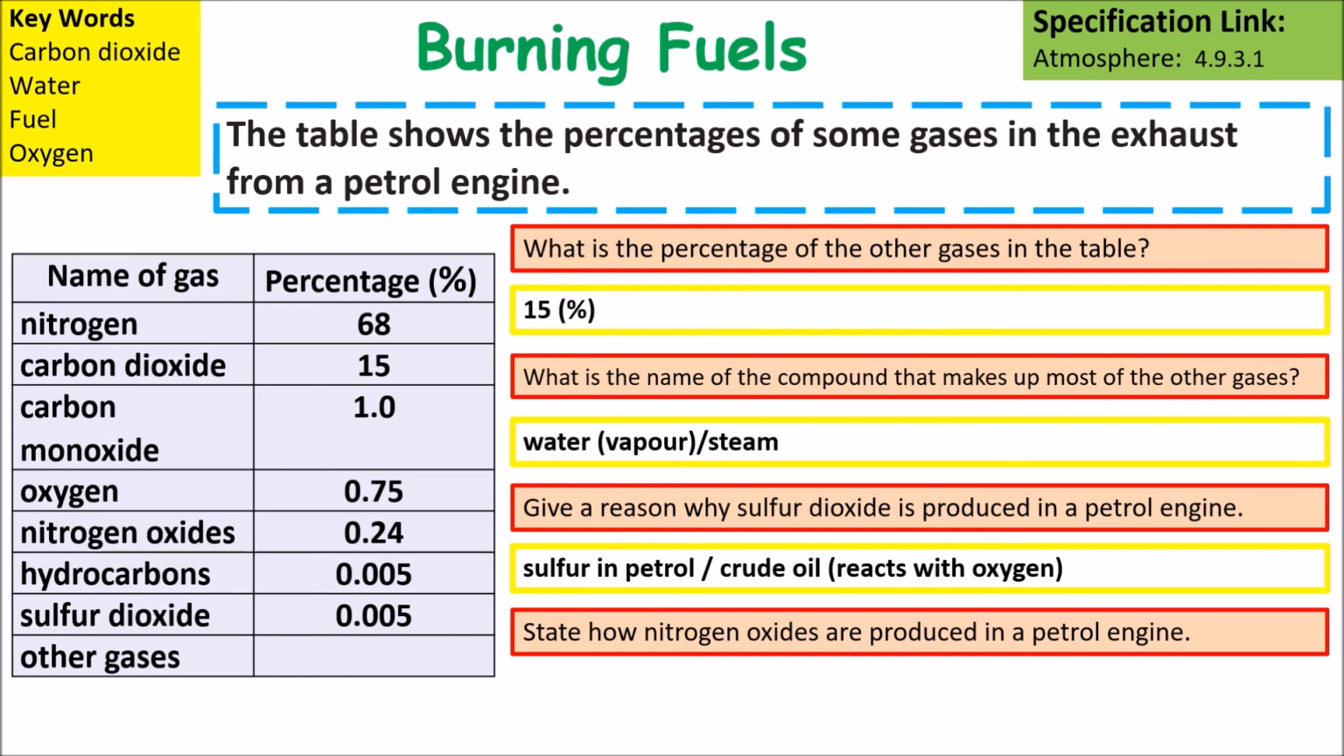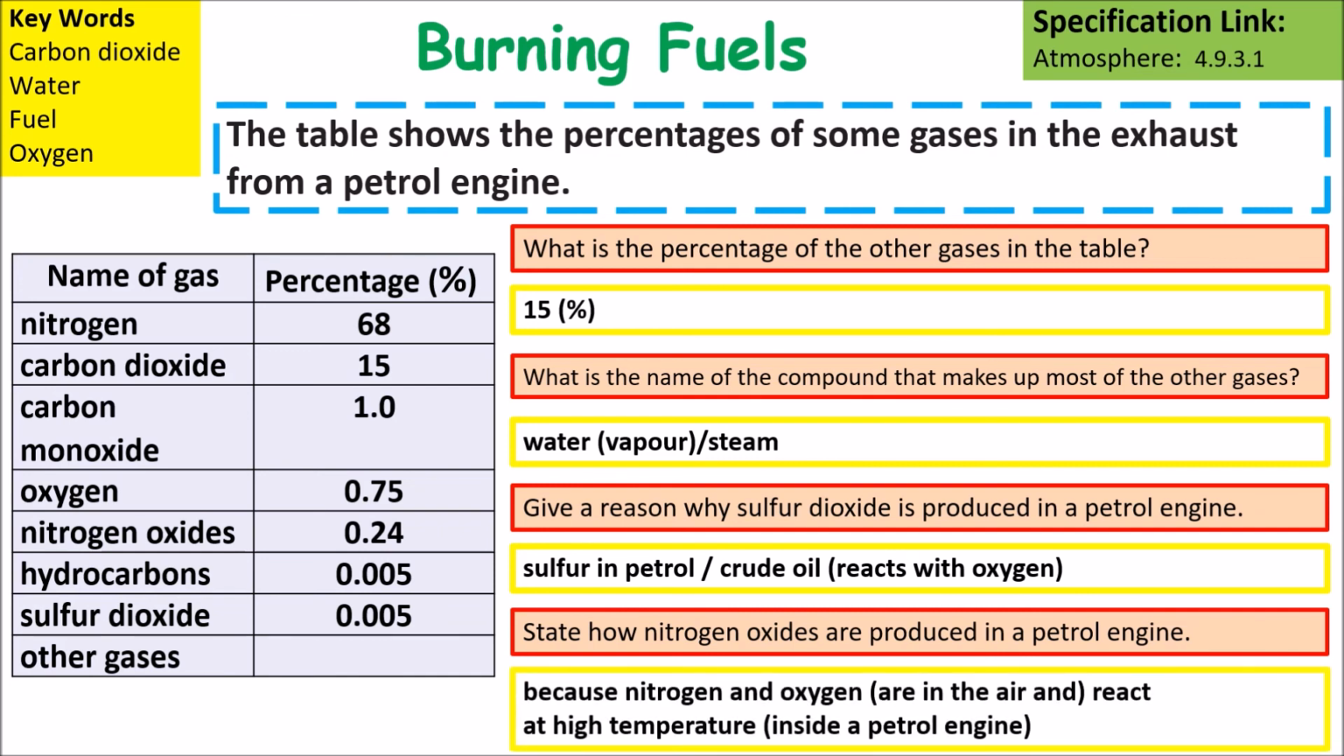Sulfur dioxide is produced because petrol contains sulfur compounds which react with oxygen. And because nitrogen and oxygen in the air react at a high temperature, that is why nitrogen oxides form.